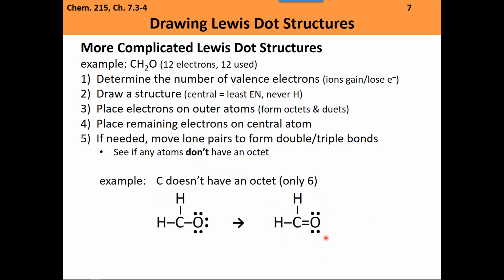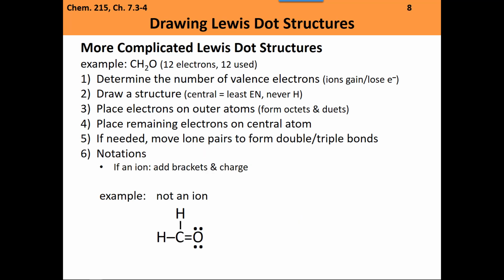This is my Lewis dot structure. Notice how I have 2, 4, 6, 8, 10, 12 electrons in here because I started off with 12. My carbon has an octet, oxygen has an octet, hydrogens, they only have 2.